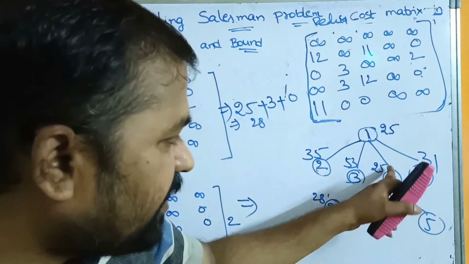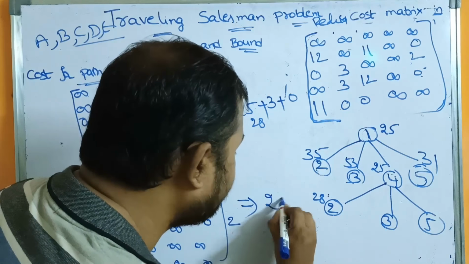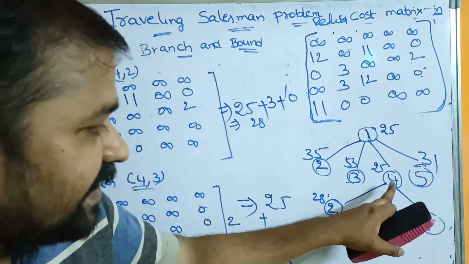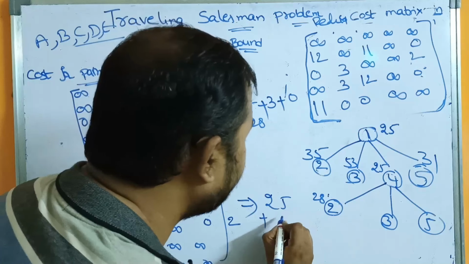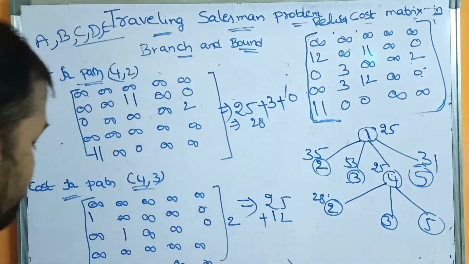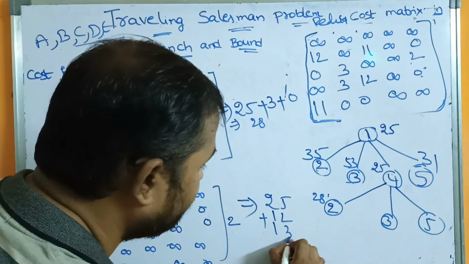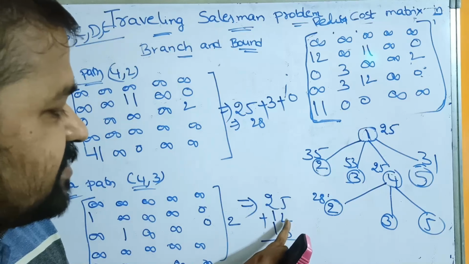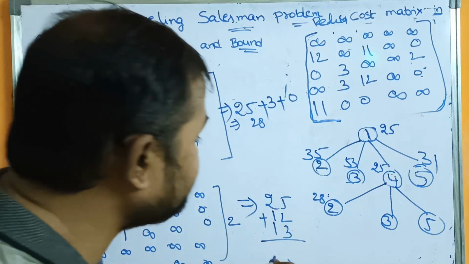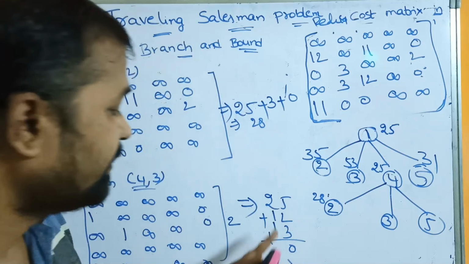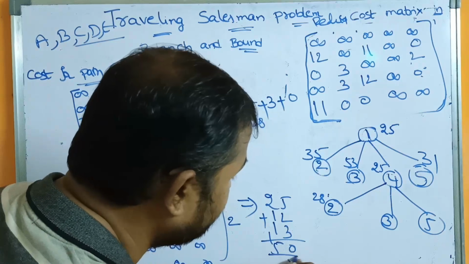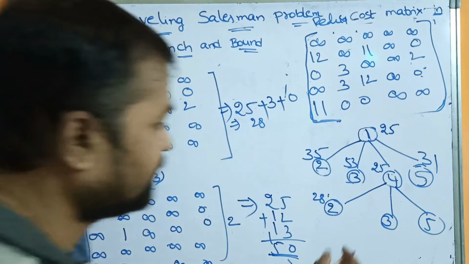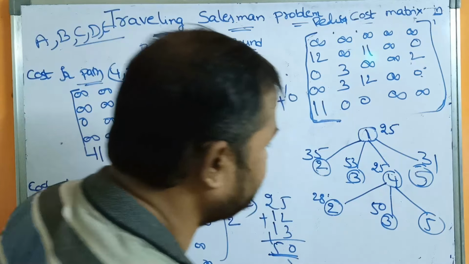So let us determine the cost here. Its parent node cost is 25. So 25 plus the edge cost from 4 to 3. In the fourth row, third cell, it is 12. Next 11 plus 2 means 13. So if we add these values, 25 plus 12 plus 13 gives 50. So 50 is nothing but the cost here.